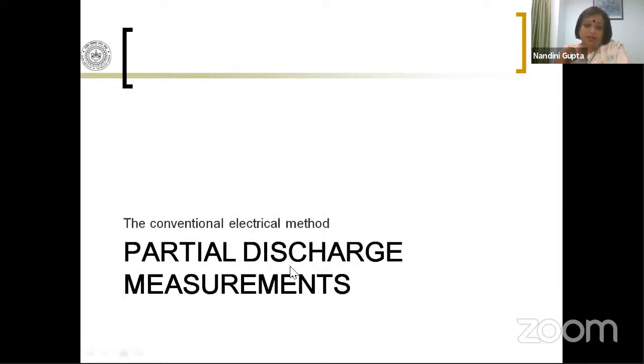Now, I would like to talk about partial discharge mechanisms, measurements. I am not going to talk about the very many different kinds of measurement techniques that we have in hand. Later in the day, we will have several other speakers speaking about some of these. I will spend some time on the conventional electrical methods. And then I may briefly touch.